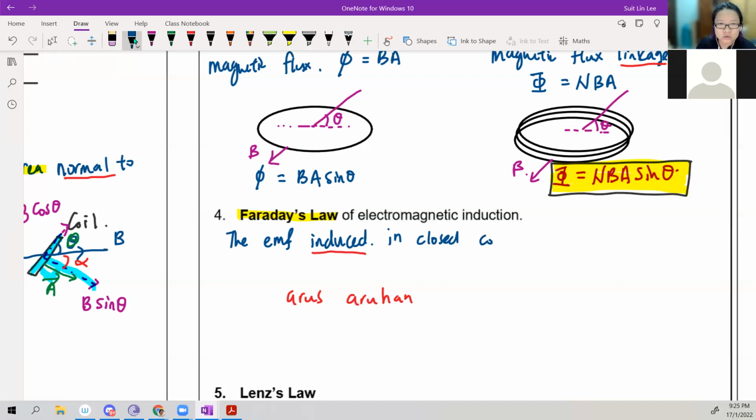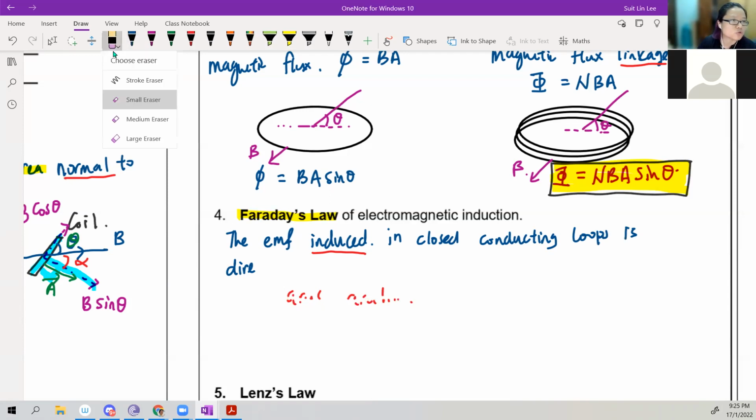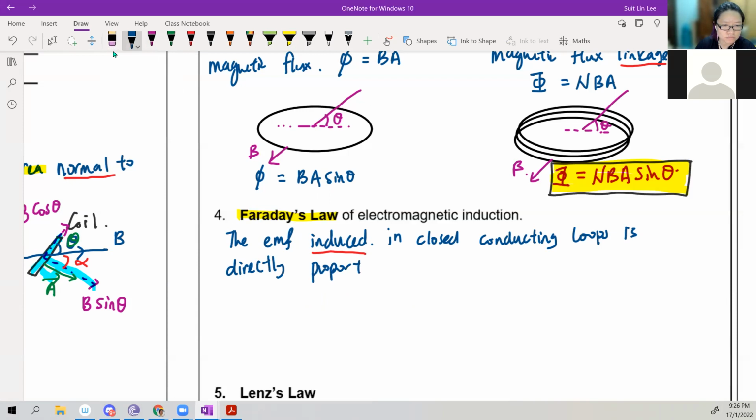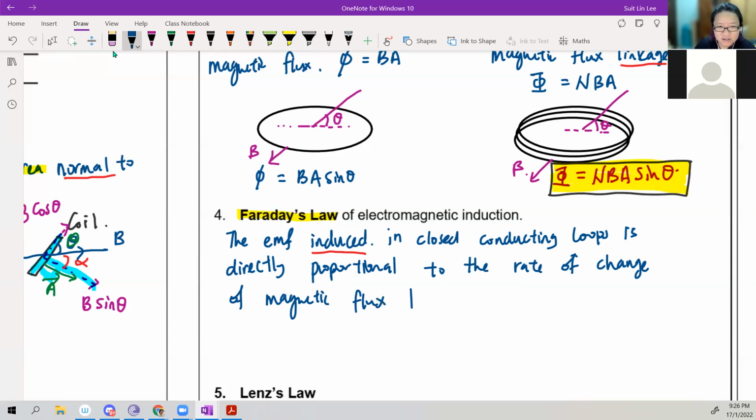So in a closed conducting, look at the coils on top, they're all closed conducting loops, is directly proportional to the rate of change of magnetic flux linkage.